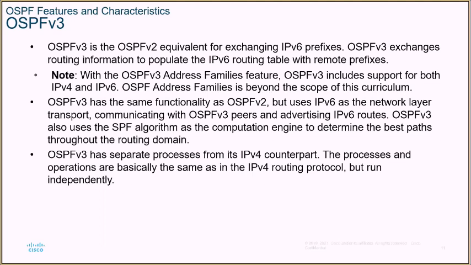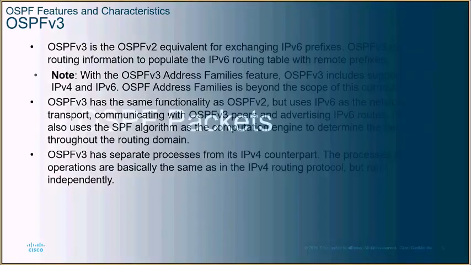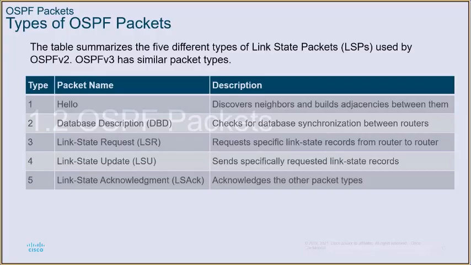So OSPF version 3 would have a separate process. If you were running version 3 and version 2 on the same router, they would actually be separate processes. The processes and operations are basically the same as in IPv4, but of course separate or independent. Okay, so what packets do we send? And so the basic types of packets that OSPF uses are types 1, 2, 3, 4, and 5. Of course, they do have names, and actually between version 2 and version 3, they are nearly identical.